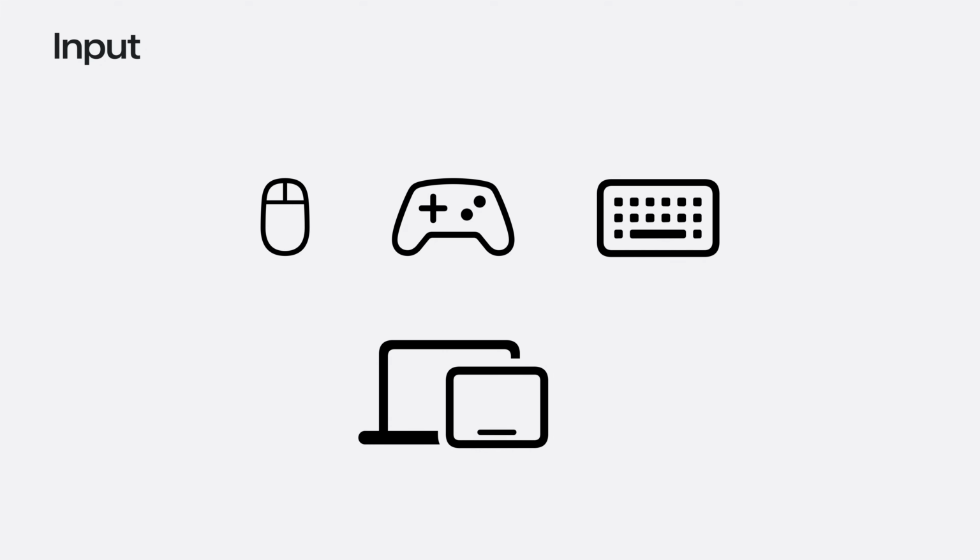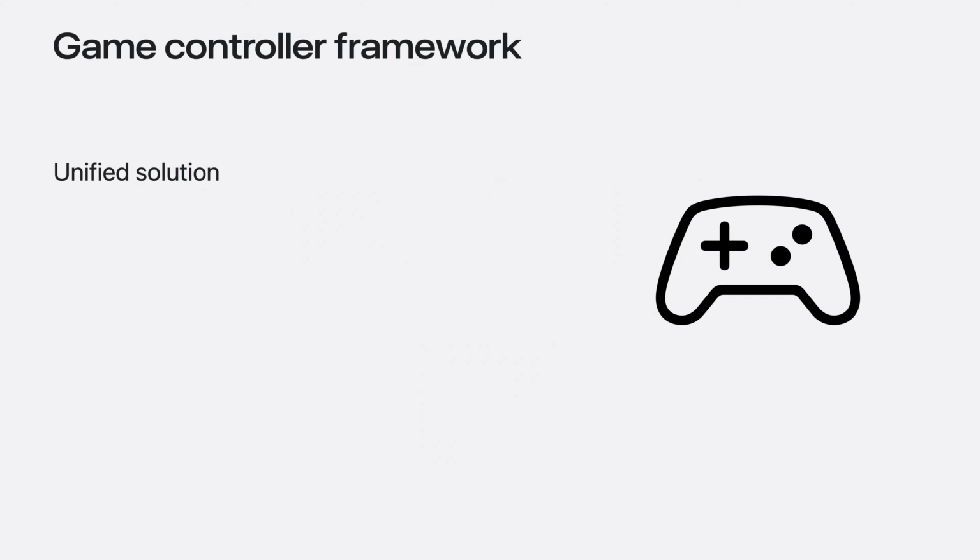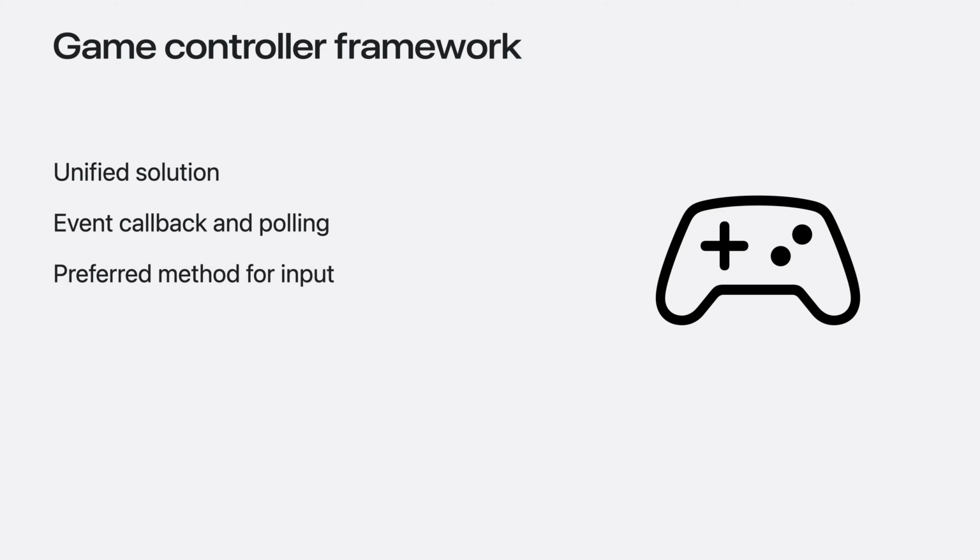Input can take many forms. Common to macOS and iOS devices, your game can sense and respond to player actions from game controllers, mice, and keyboards. Additionally, iOS devices recognize up to 10 finger touches simultaneously, creating an even more personal experience. The game controller framework is a unified solution. Its modern and flexible design enables you to both register event callbacks and poll players' actions on demand. It is the preferred method to get your players' input on all devices.